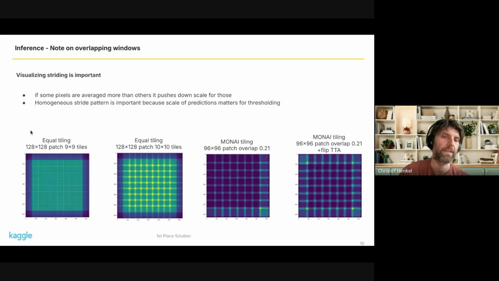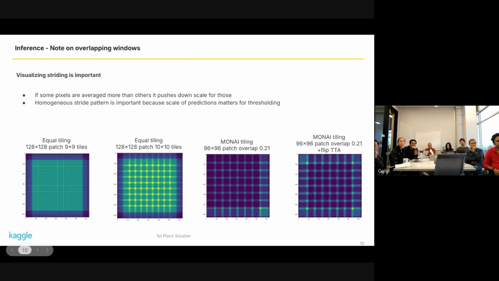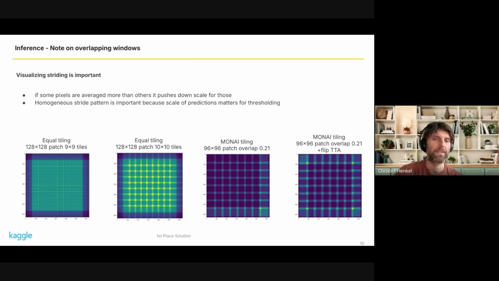invented or used his own tiling approach, where you basically preset the number of tiles you want to have. And then you equally distribute the tiles over your input volume. And you can see that with different settings, you get a different tiling pattern. And let me quickly explain this tiling pattern. So what I plot here is basically the number of times single pixels are fed to the model.